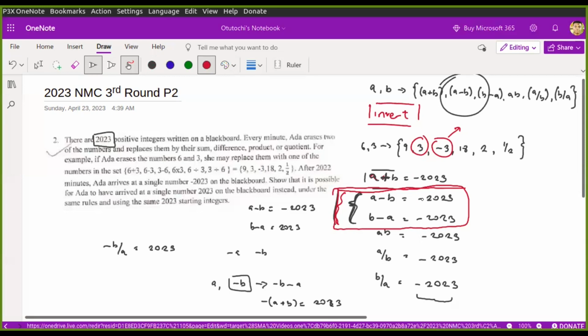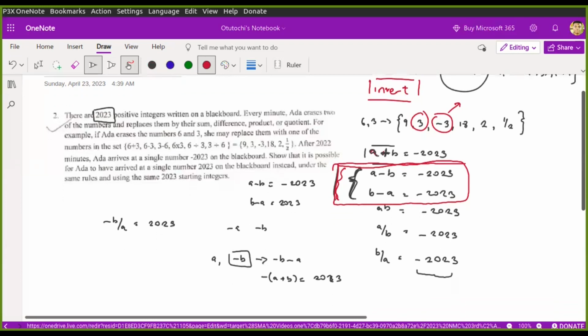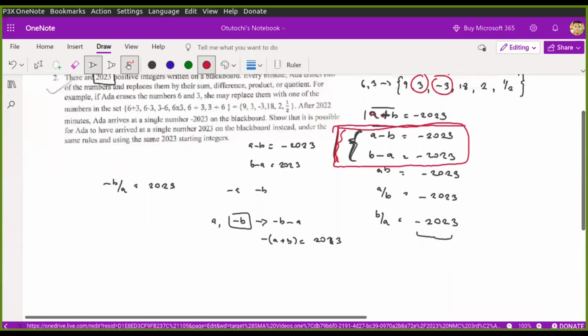So now let's take a little look at what I'm trying to say here. So we have minus 2023.